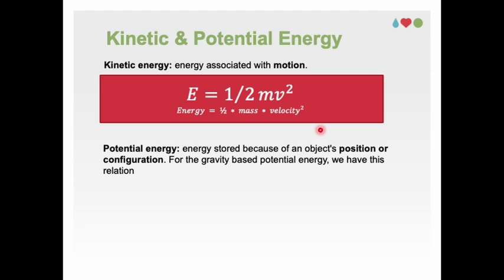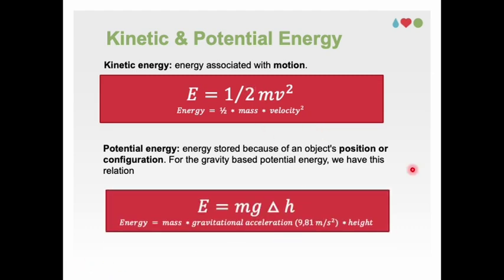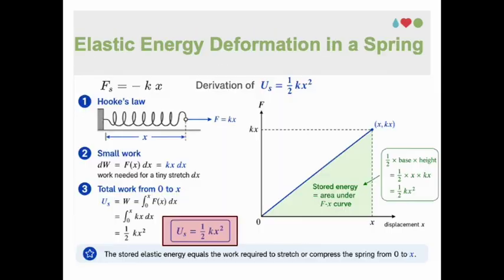Kinetic and gravitational potential energy are defined as follows. Kinetic energy depends on the square of an object's velocity, while gravitational potential energy depends on its height relative to a chosen reference level. That's why I put delta h here. In other words, kinetic energy is associated with motion, while potential energy is associated with position.